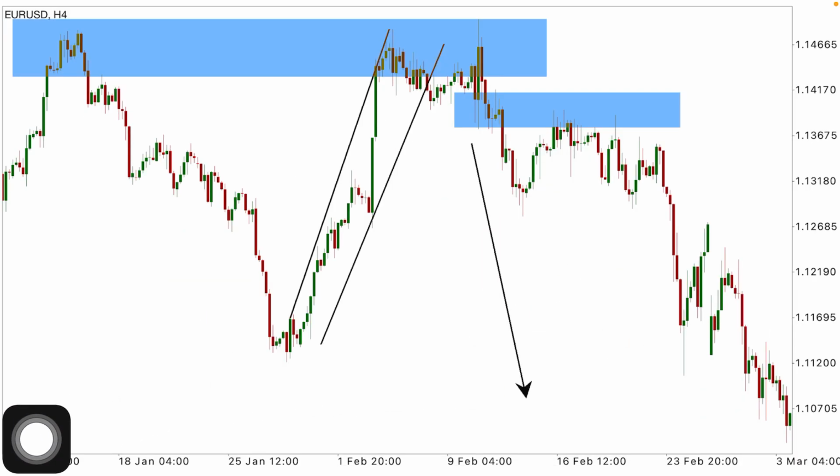Another example here, the wedge on the EUR USD H4 time frame rose to the supply zone, broke structure and sold. Can you see it? You can take a screenshot of this so you can identify this pattern when you see it.